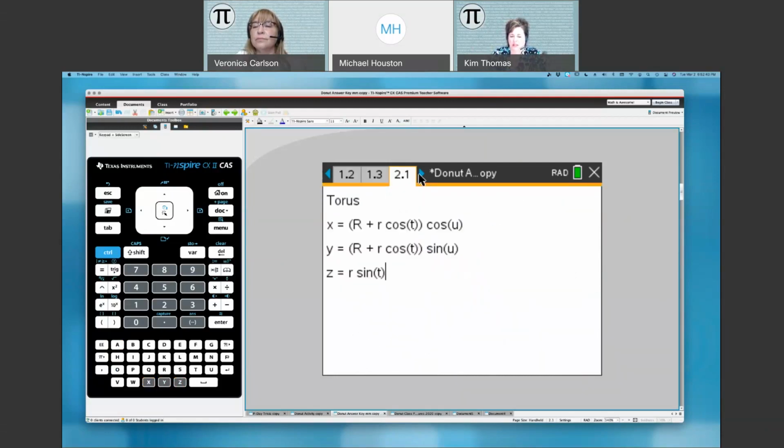And that particular torus was built using parametrics. I'm not teaching my students that. I just have to be able to answer the question. And if they're interested in it later, what a great jumping point to get into some other mathematics.